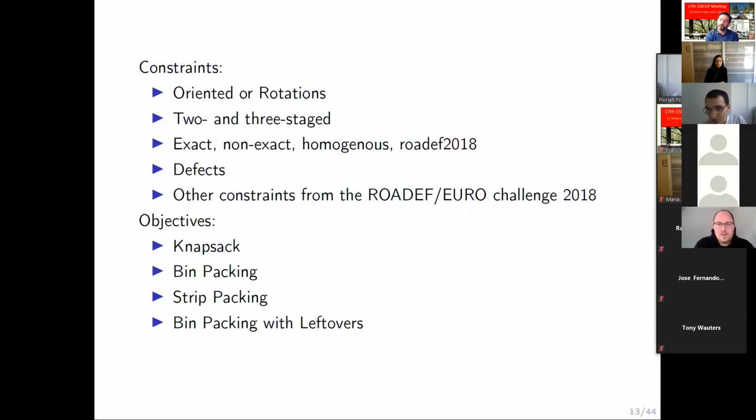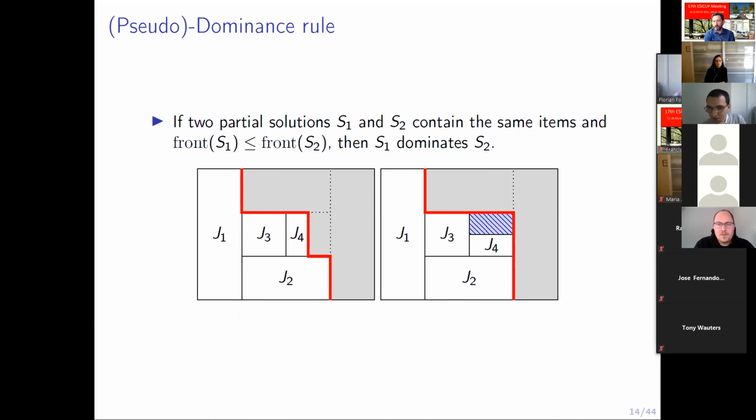So with this simple scheme, it's natural to integrate most of the constraints from the literature. So the orientation, we handle 2 and 3 stage, exact, non-exact, the defects, and also the other constraints from the challenge. And it's also natural to handle all the objectives listed here. So knapsack, bin packing, strip packing, or the bin packing with leftovers from the challenge. For the dominance rule, we use this approach. So we compare 2 solutions if they contain the same items. And we look at what we call the front. So it's the border of the solution. And if the front of one solution is before the front of the other solution, then it dominates it. So as illustrated here.